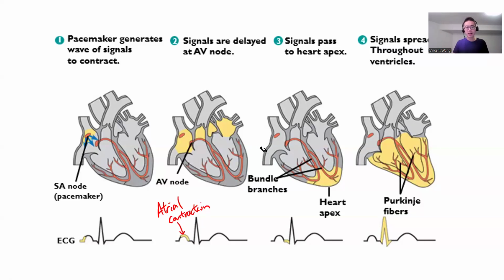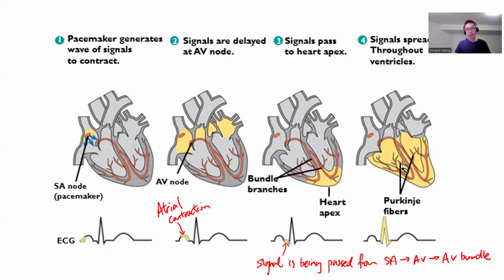Then it gets to the AV node, right? And the AV node is passing it down to the AV bundles. So this is just like waiting for the signal. Signal is being passed from SA to AV and then to the AV bundle. It's just taking its time. Right? There's a little bit of delay there.